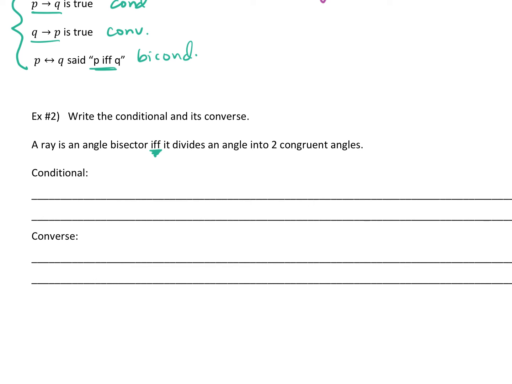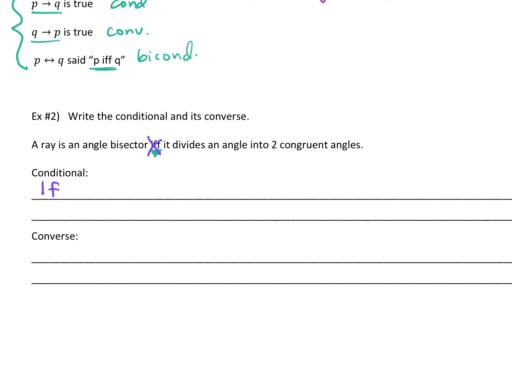So if it says ray is an angle bisector if and only if it divides an angle into two congruent angles, can you make that an if-then statement for me? If it divides an angle into two congruent angles, then it is a bisector. Never mind. It's okay. You're not wrong. You're just giving me the converse right now, which technically you could argue could be the conditional too. If what?